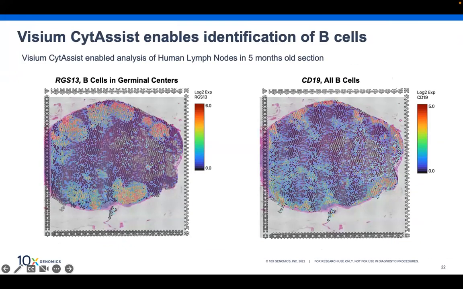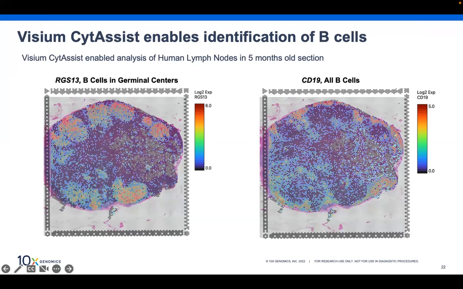Now, in terms of archive slides, this is a sample of lymph nodes, which we put through the Visium workflow enabled by CytAssist. We had a coverslipped slide that had been sitting at room temperature with a coverslip on there for 5 months. Again, slides are validated to 1 year. It doesn't mean over 1 year won't work. We just haven't validated that yet. We are looking at slides well past that point also.